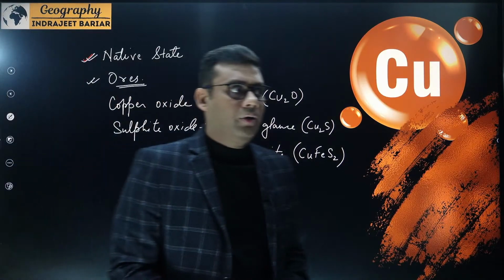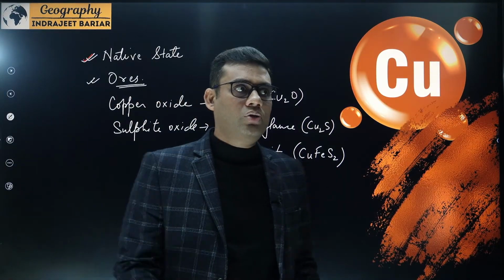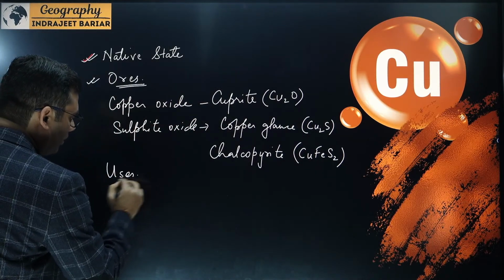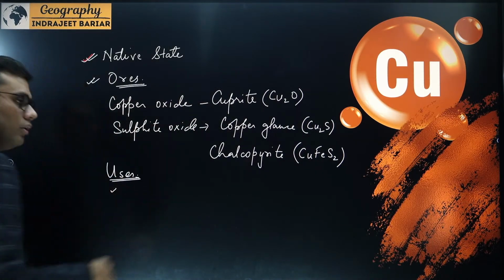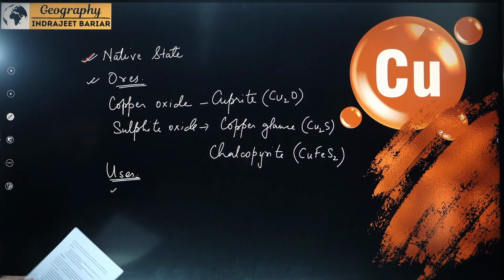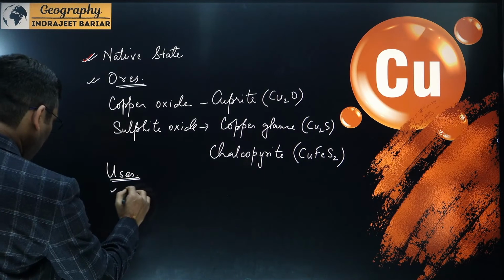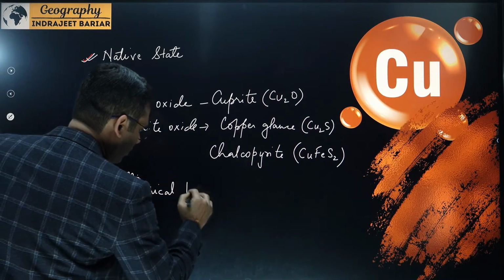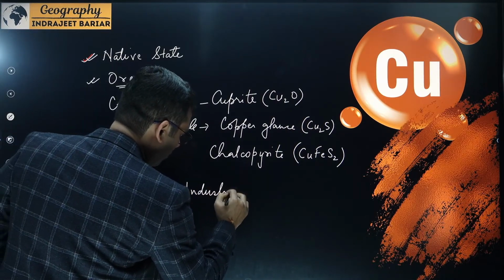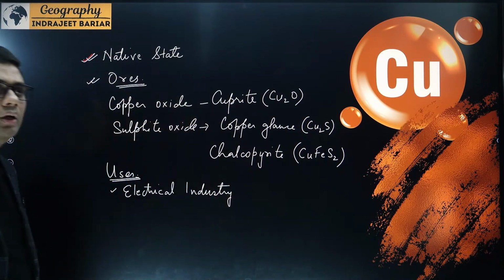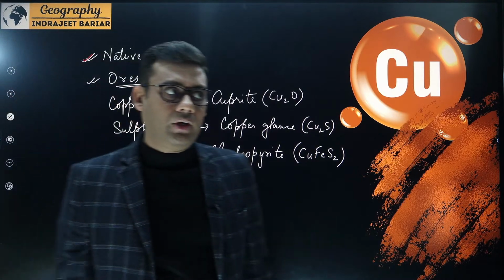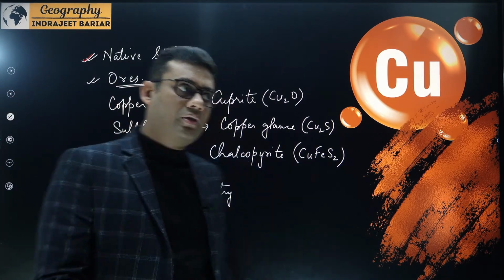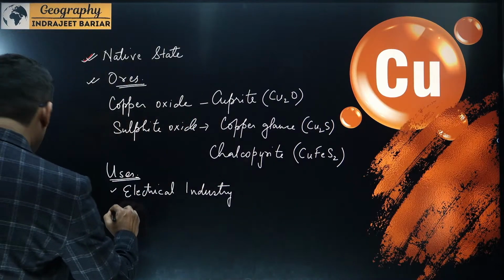Okay, so now when we deal with the uses of copper, what are these uses? Copper would mainly be used in the electrical industry. In the electrical industry, the use of copper is with respect to its high electrical conductivity. Its electrical conductivity is very high and hence it is used in the electrical industry.